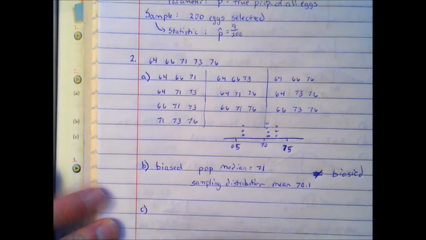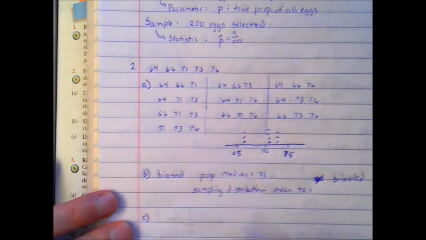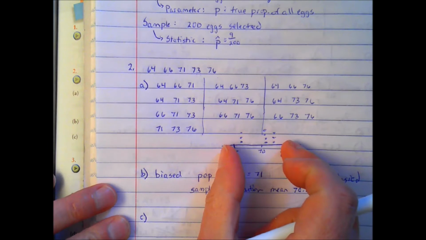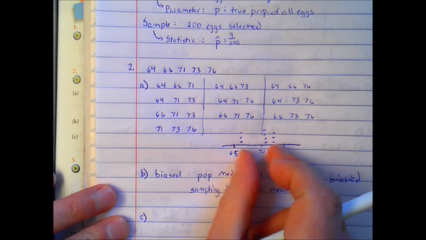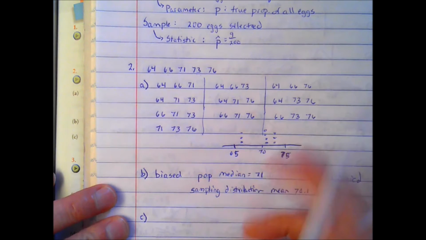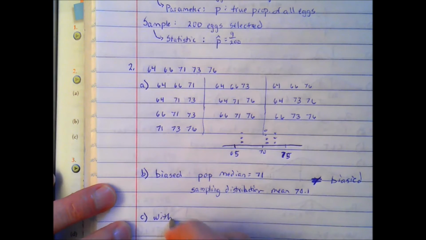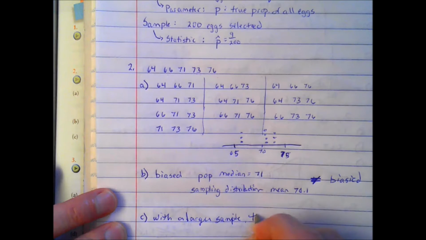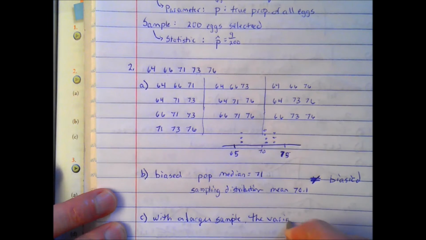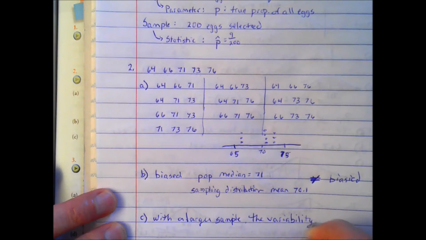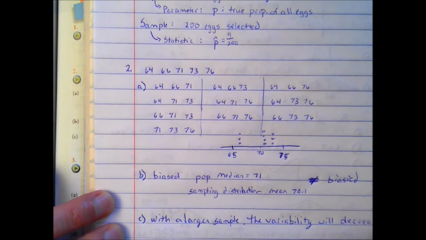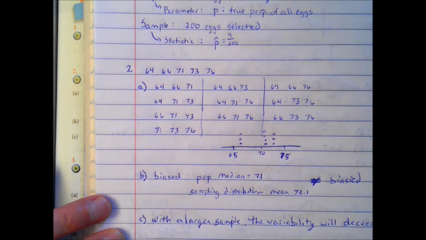Okay, part C, it says if I make it a size 4, so if I take 4 instead of 3 here, remember if I take 4, the sampling distribution, if I take more, it becomes more accurate, so it'll be more condensed, right? With a larger sample, the variability will decrease. Okay, so it'll be more condensed together.